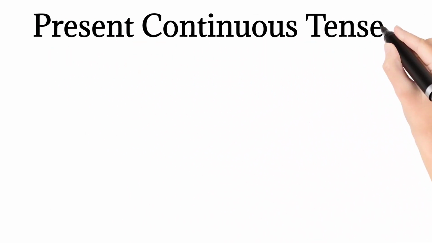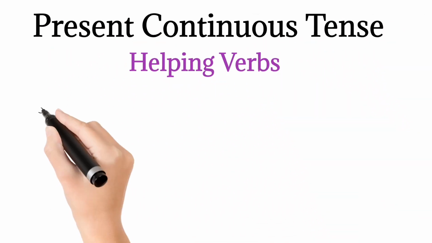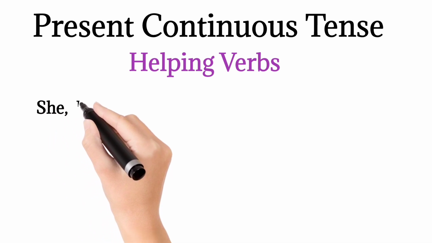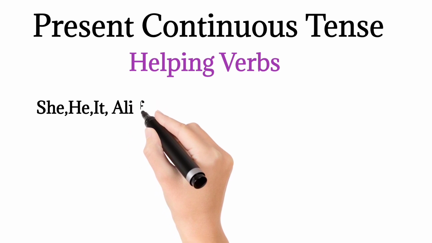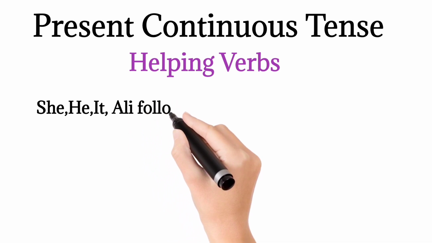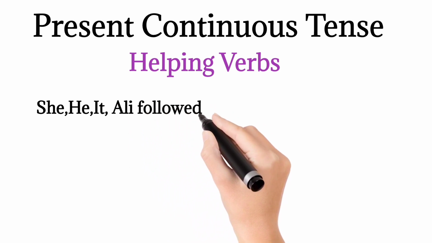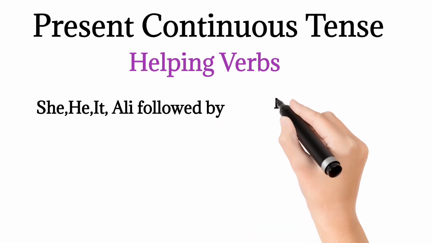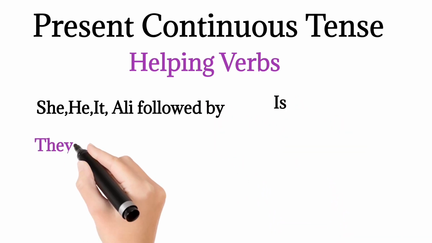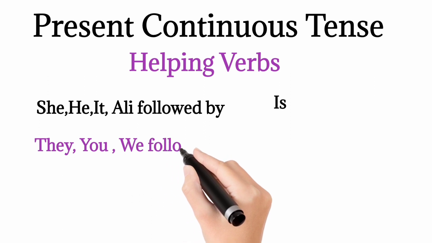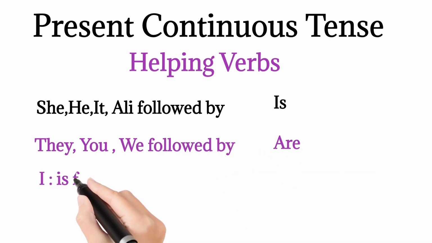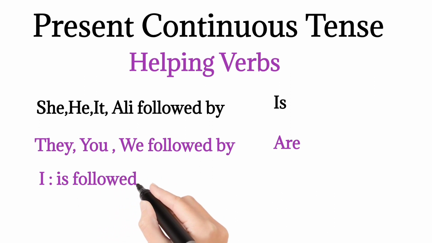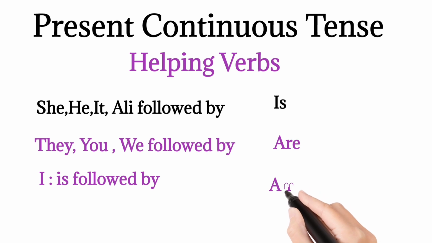Helping verbs for the present continuous tense. She, he, and a singular name will be followed by is. They, you, we will be followed by the helping verb are. Pronoun I will be followed by am. I'm going.